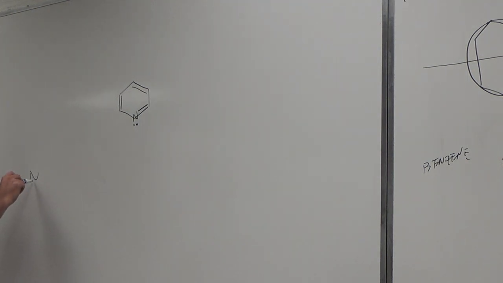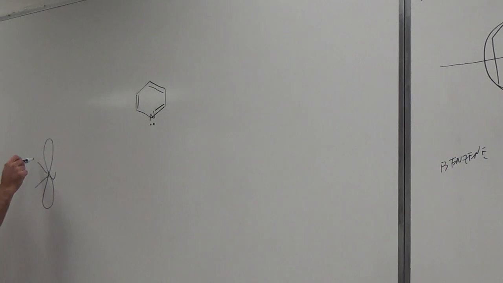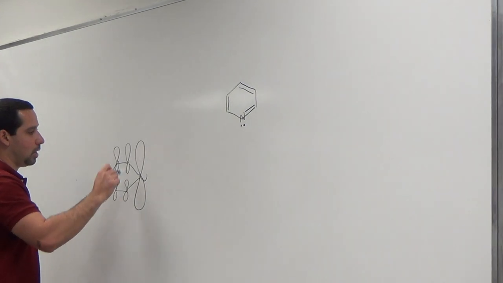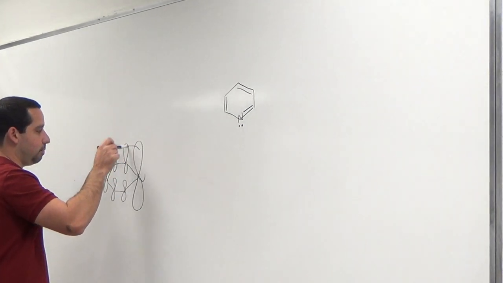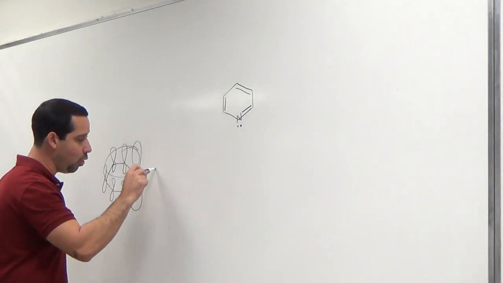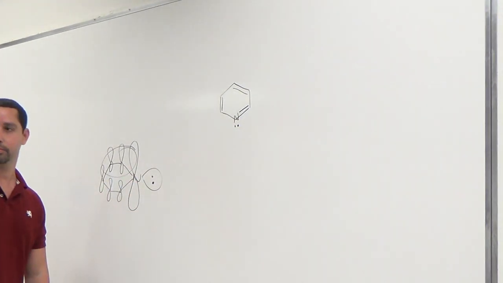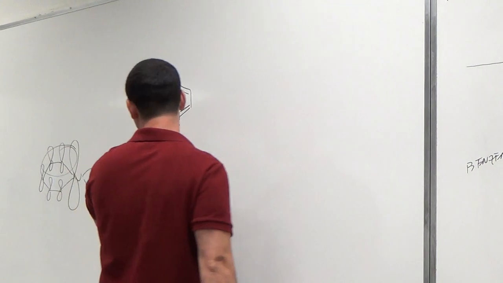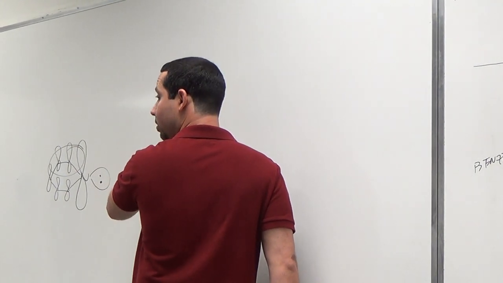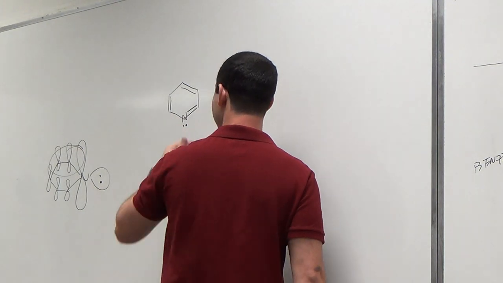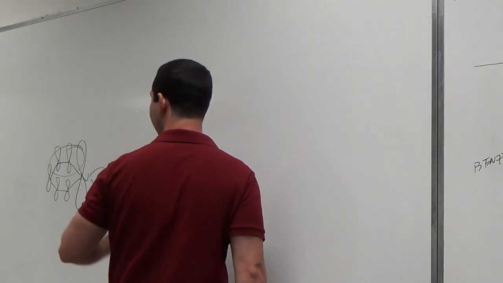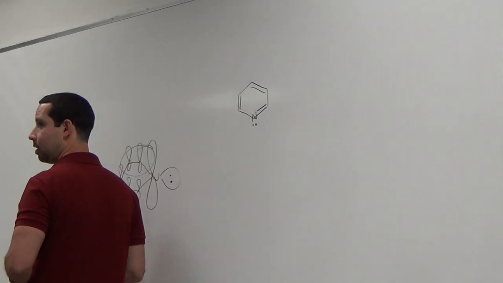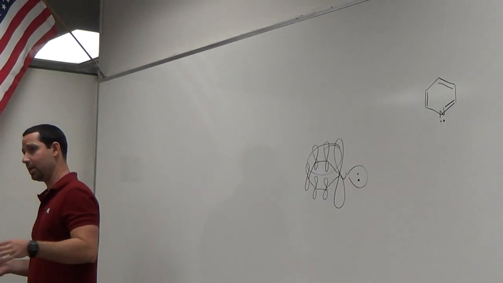The nitrogen is like this. There is an orbital like that, and the electrons are going like that. The lone pair is here, so it's not part of the aromatic system. This lone pair is outside. As a result of being outside, this lone pair is basic. This means that this can act as a base, because this lone pair is a base.